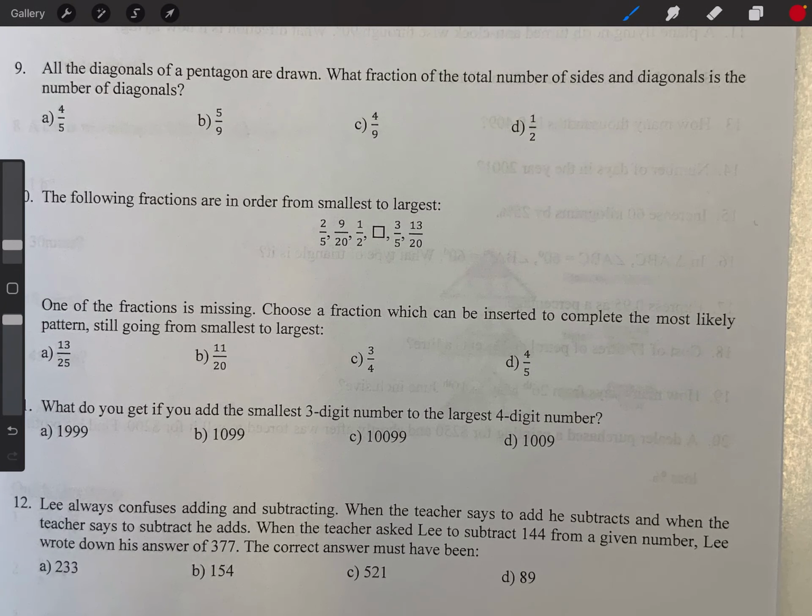Question 9. All the diagonals of a pentagon are drawn, so let's draw a pentagon. So let's draw all the diagonals. Whoops, that one's already there, so maybe this one here. How many diagonals are there? There are 1, 2, 3, 4, 5. So diagonals equals 5. Sides equals 5.